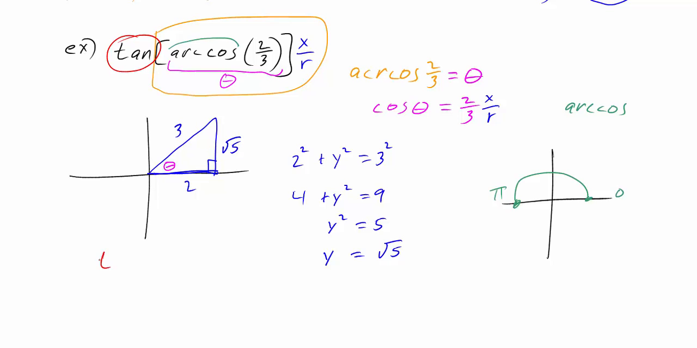Now that we have the right triangle, we go up here and we're looking for the tangent. So we're taking the tangent of our angle theta, because remember, when we take the arc cosine of 2/3, that's the angle. So for the tangent of our angle theta, we simply go to the triangle. Tangent is y over x, so that would simply be the square root of 5 over 2.